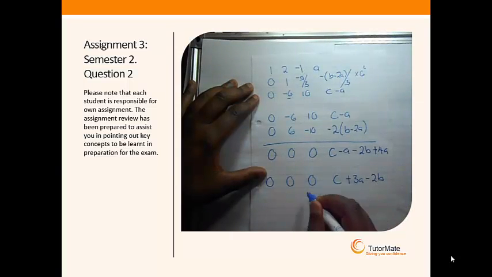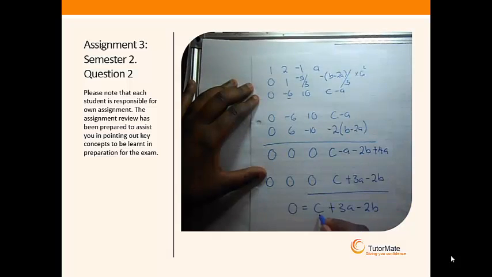Now you have the situation we're talking about, where 0 can never be equal to a real number. So for this equation to be consistent, we are saying 0 is equal to c plus 3a minus 2b.